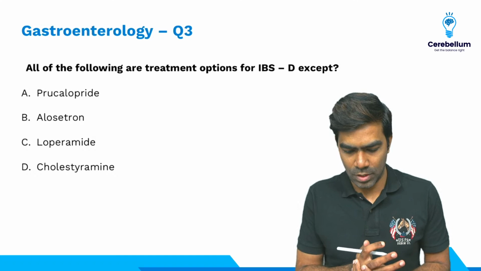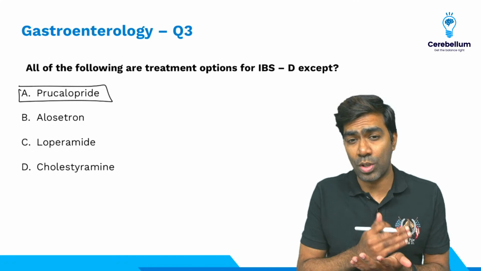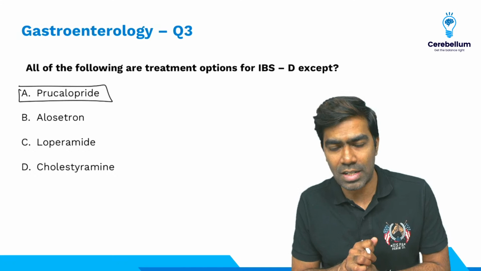Yes, the answer is option A, prucalopride, because prucalopride is used in IBS-C, the constipation type, as an agent that is going to increase motility. I'm not going to use it in IBS-D; rather, it's a treatment option for IBS-C.